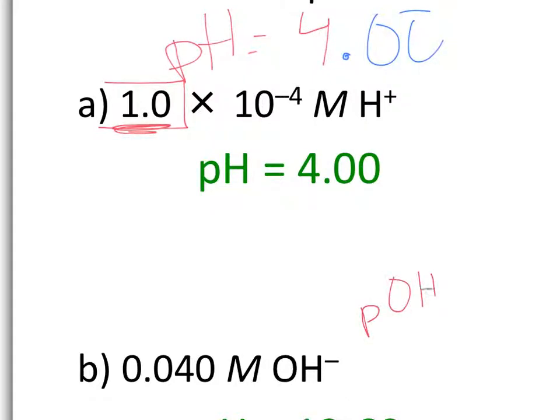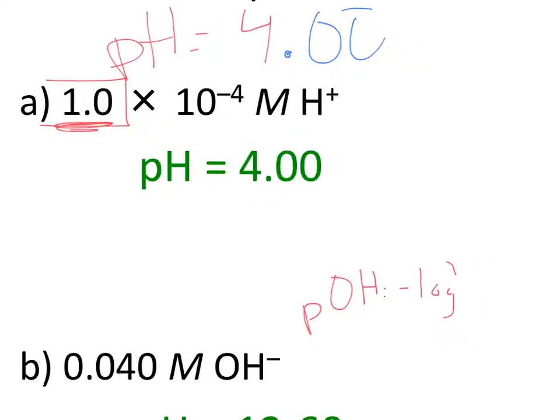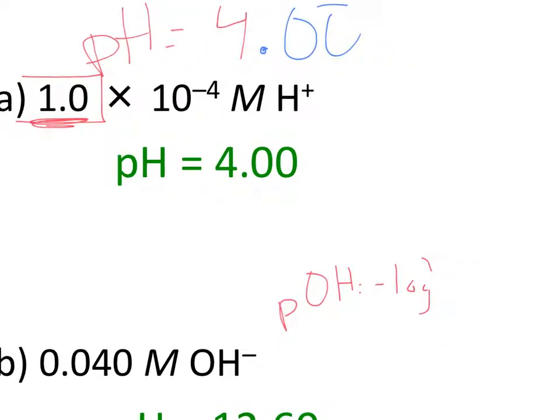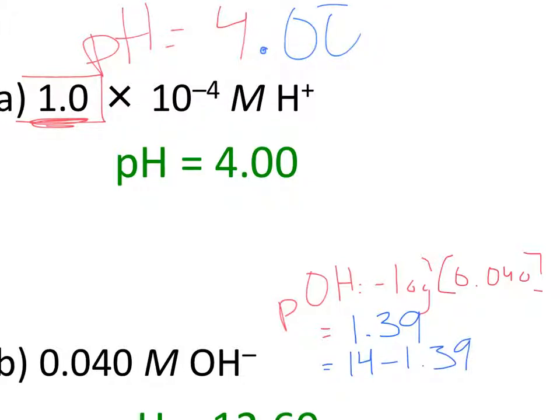So the pOH is equal to the negative log of 0.040. Will somebody hit that in the calculator for me? It's 1.39. And how do I get the pH from that? 14.1 minus 1.39 gives me 12.61. And that's the pH.